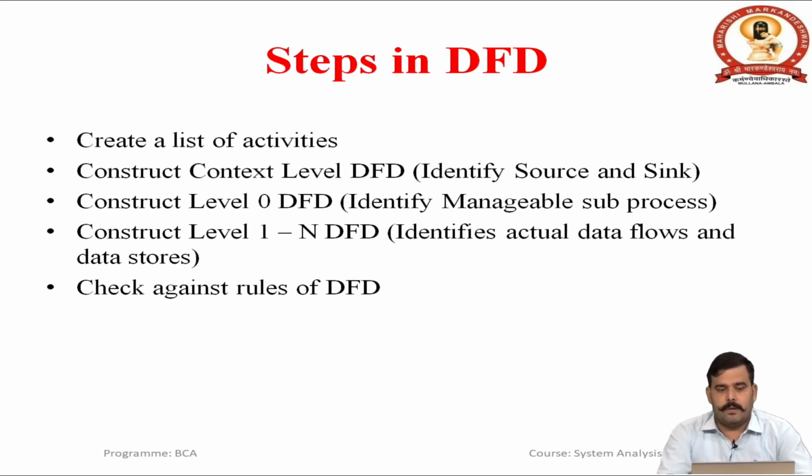So, there are some steps for creating a DFD. First of all, we create the list of activities in our system, and we construct the context level DFD, identifying the source and sink, where the data is coming from and where the data is going, and it gives an at-a-glance picture of your system. After that, we construct the level 0 DFD that identifies the manageable sub-processes. After that, we construct the level 1 DFDs that will identify the actual data flow and data storage. And finally, we check against the rules of the DFD.